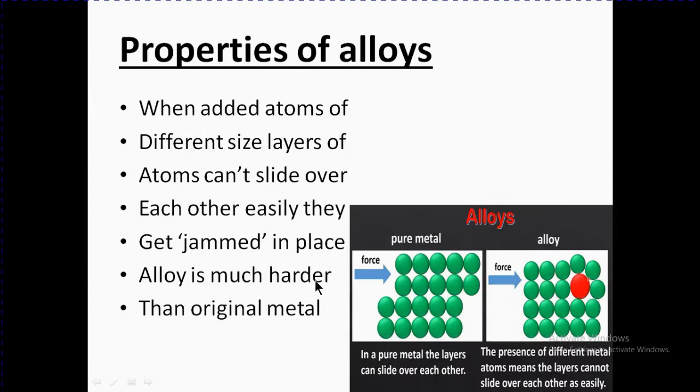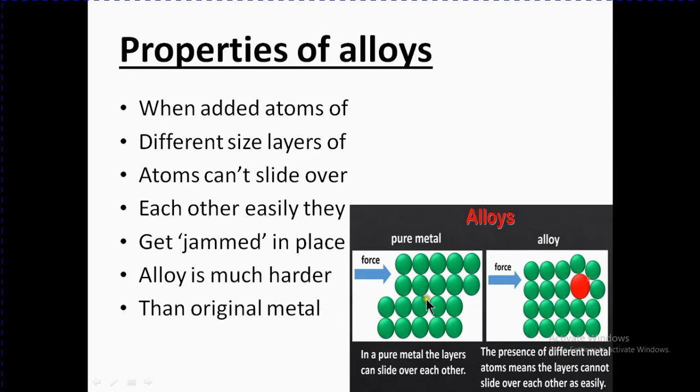So what do we do? When atoms of different size are added, layers of atoms can't slide over. Here you can see that if I add another atom to this pure metal, it changes their size, and the layers do not slide easily. It takes more force, or even it can't. So atoms can't slide over each other easily. They get jammed in place. An alloy is much harder than the original metal.